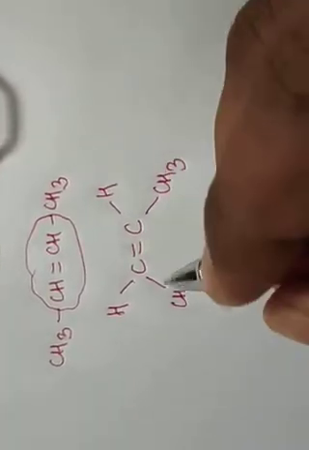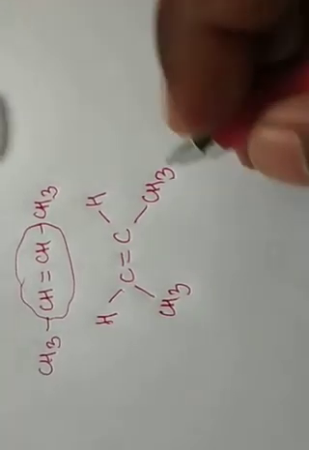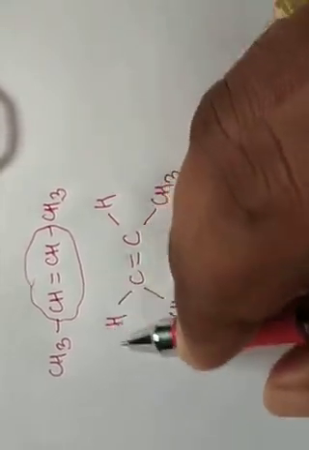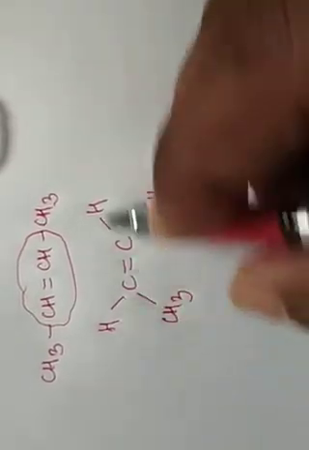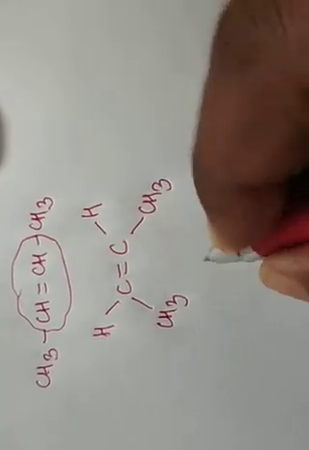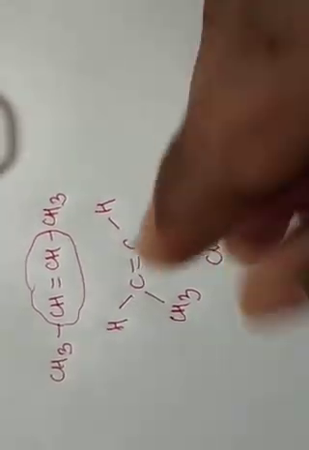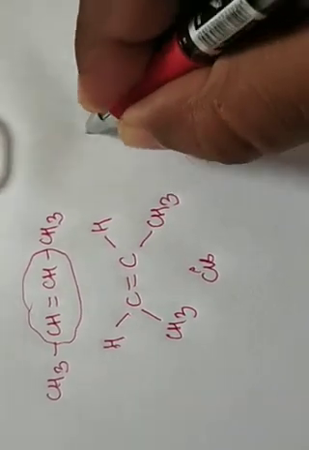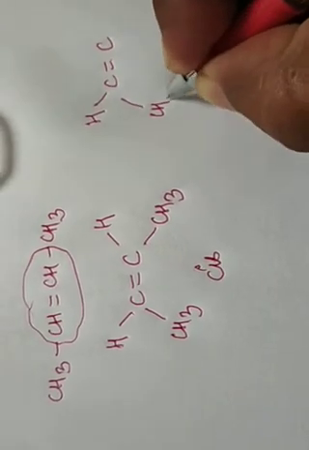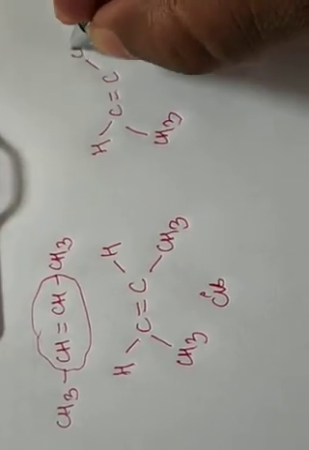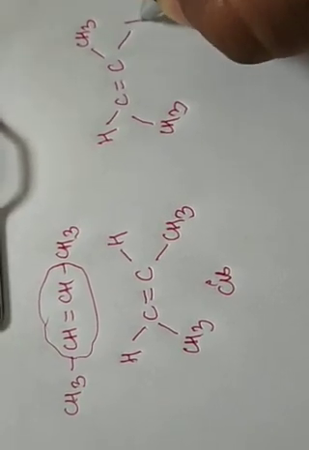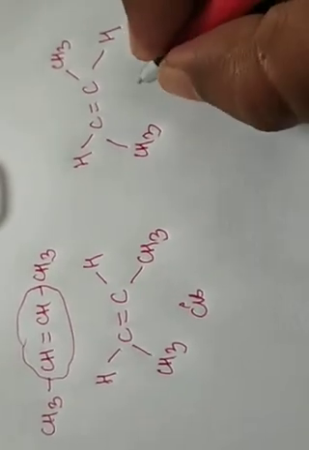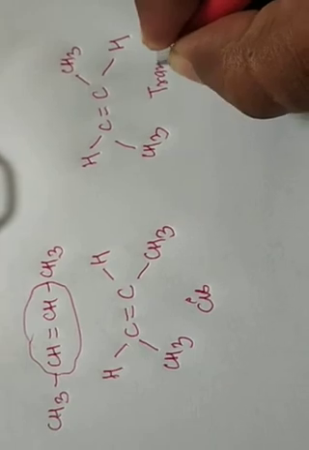Look, this is very important: how to check that this formula is a cis and that formula is a trans. If the atoms or groups are on the same side, it means this is cis-but-2-ene. If one atom or group is different, it means opposite direction, diagonal form. Hydrogen in diagonal form, CH3 in diagonal form. It means this is a trans.